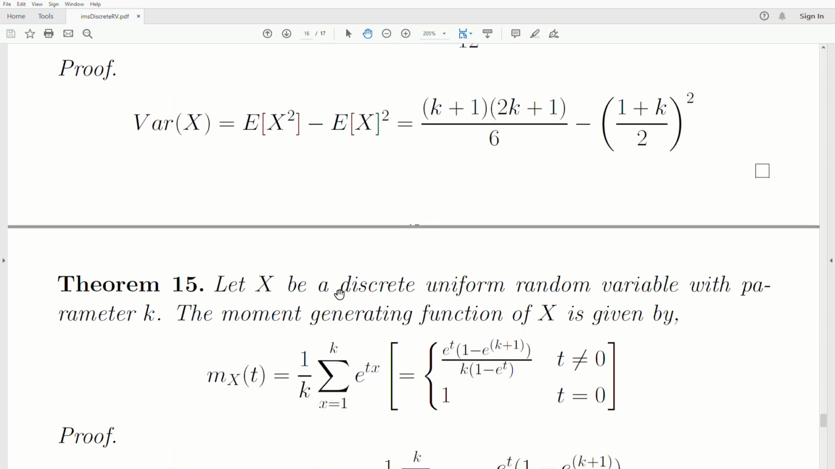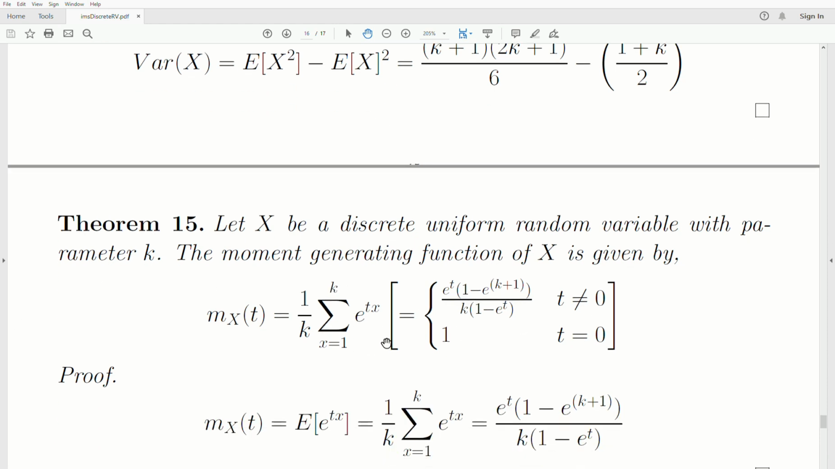Now, let x be a discrete uniform random variable with parameter k. The moment generating function of x is given by this. Oh, I wish I'd put one more step in there. This right here is the expected value of e to the tx. And then that is just you take e to the tx times the density, which is 1 over k, and we get this. And actually, this piece right here is the moment generating function. It exists for all t, and this is it. So we can take derivatives of this to create moments of x.